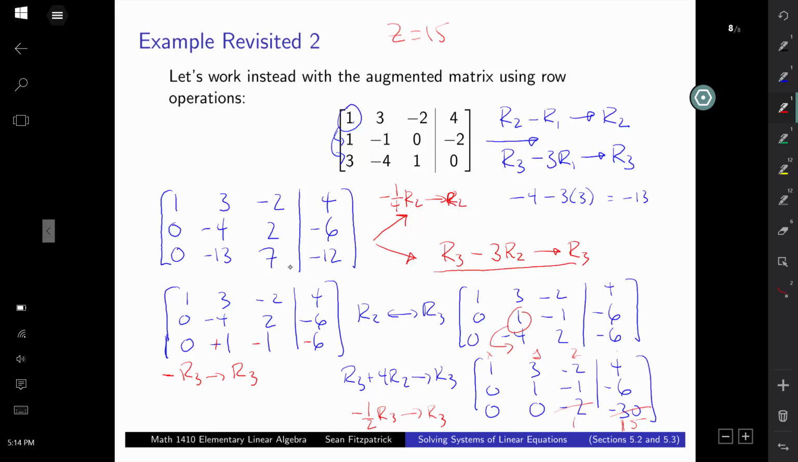What does the next row say? The next row says y minus z equals minus 6. Right? So y is equal to minus 6 plus z, which is minus 6 plus 15, which is 9. And then I can go to the first row and say, okay, the same as before now, right? The first row says x plus 3y minus 2z equals 4. So I plug my y and my z values in and I can solve for x and I'll get x equals 7, the same as before.